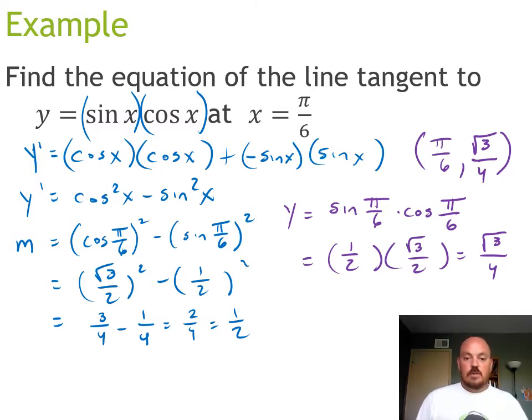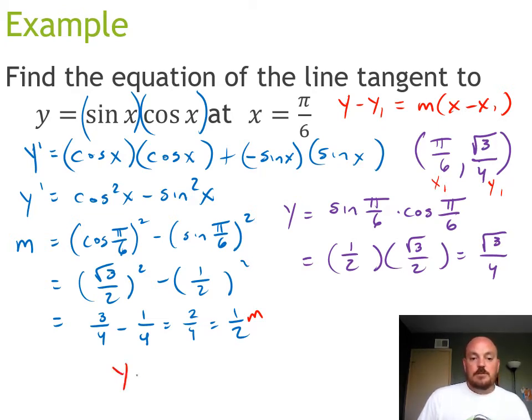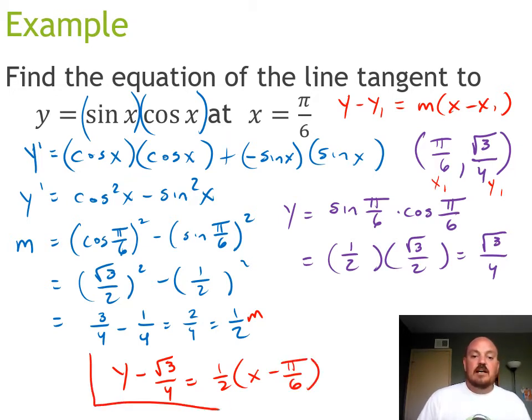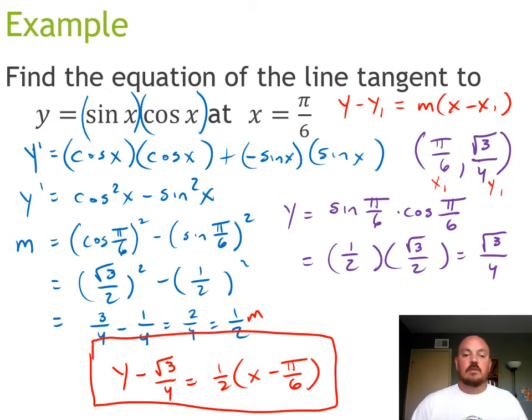So in order to answer the question, I'm going to use point slope form, which is y minus y1 equals m times x minus x1. And I have everything I need now. The 1/2 is m. The point is x1 and y1. Just put those numbers in and you're done. So for my final answer to the question, I'm going to have y minus radical 3 over 4 equals 1/2 times x minus pi over 6. And remember, you don't have to do anything with that. You don't need to multiply the 1/2 or anything like that. You can just leave it like that for your answer.